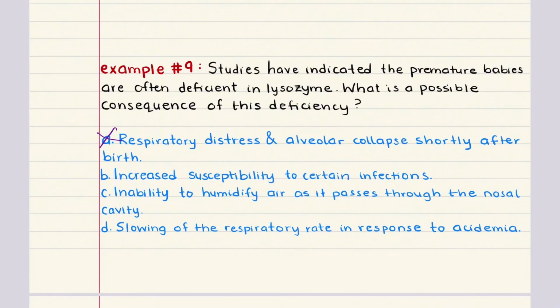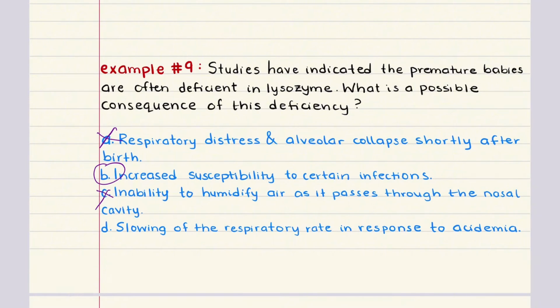B says increased susceptibility to certain infections. Now, this is absolutely correct because lysozyme helps destroy bacteria and its absence can increase infection risk. 9 is B, but we're still going to work through C and D. C says inability to humidify air as it passes through the nasal cavity. Now, this is unrelated to lysozyme. Humidification is a physical function of the nasal mucosa, not an enzymatic one. So this has nothing to do with the enzyme of interest.